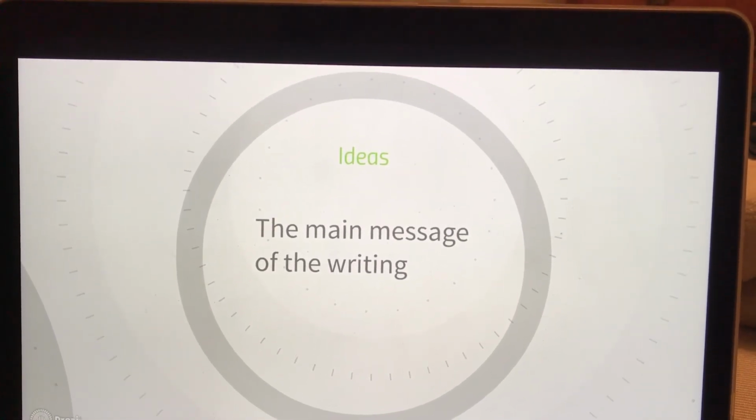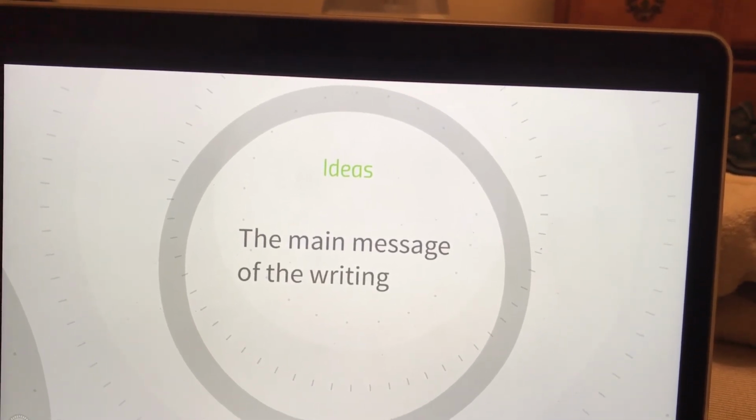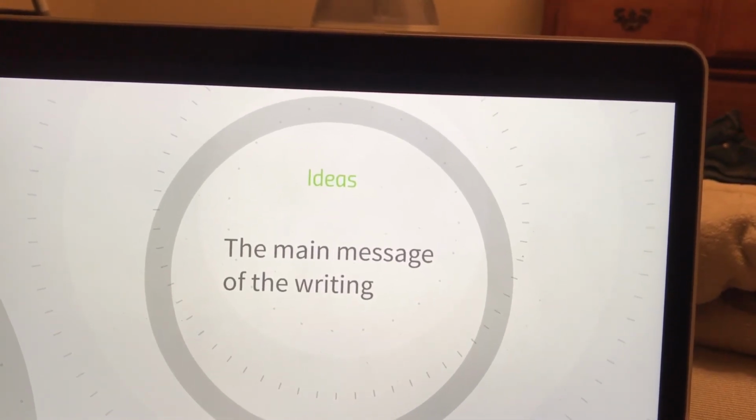Ideas are the main message of the writing. All writing needs a main point or main focus to it. Without it, the writing would just be a jumbled mess of sentences with no heading whatsoever.